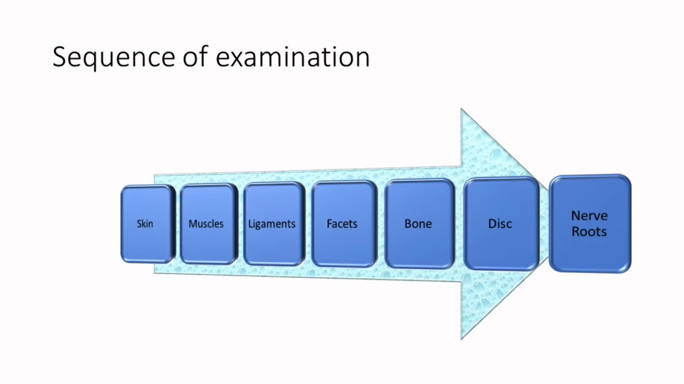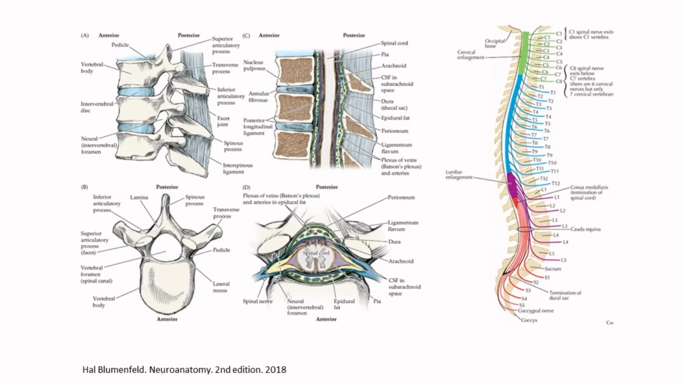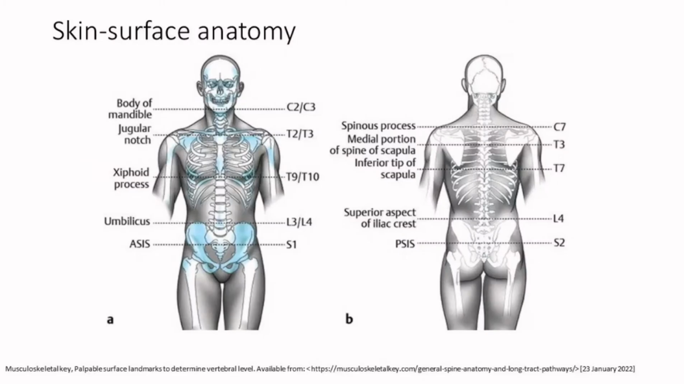Examination of thoracic and lumbosacral spine following specific spine anatomy. The sequence of examination should be started from skin, muscle, ligaments, facets, bone, disc, and nerve roots. For the skin, we can check the surface anatomy as you can see in the diagram.